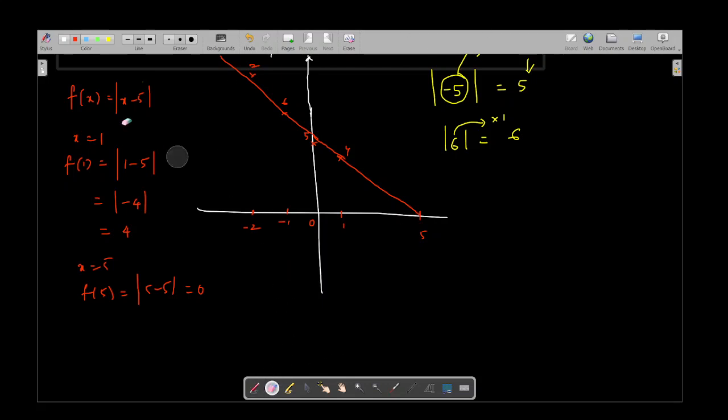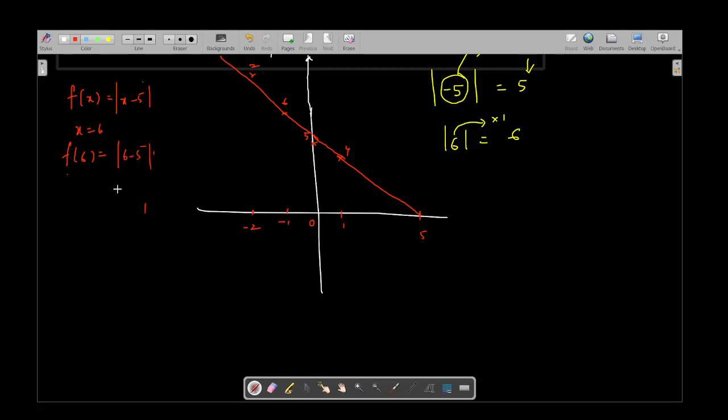Now what is interesting is what happens after 5. After 5, let us take x is equal to 6. So f of 6 is equal to modulus of 6 minus 5, which is 1. So at 6 the value is 1. So this comes from a very high value, comes down to 0, and again it rises back like so.